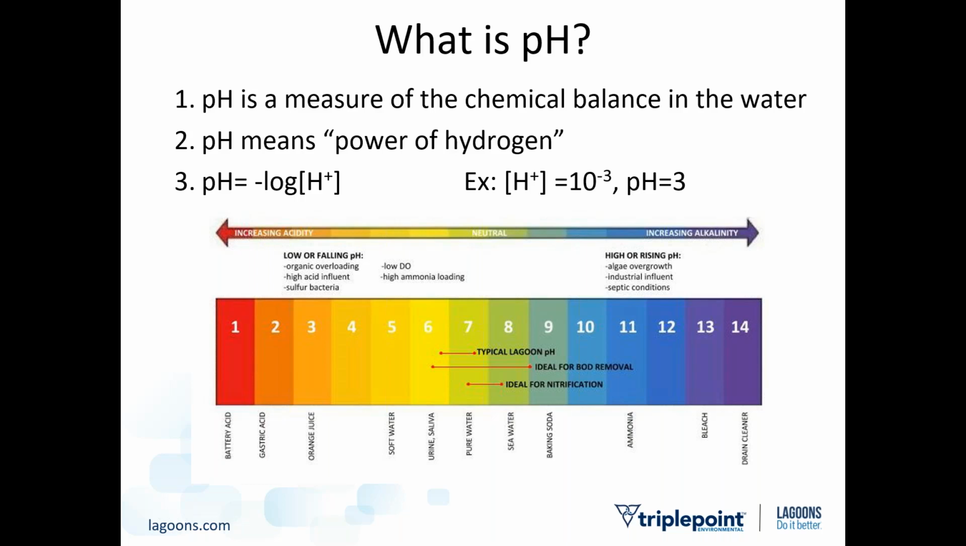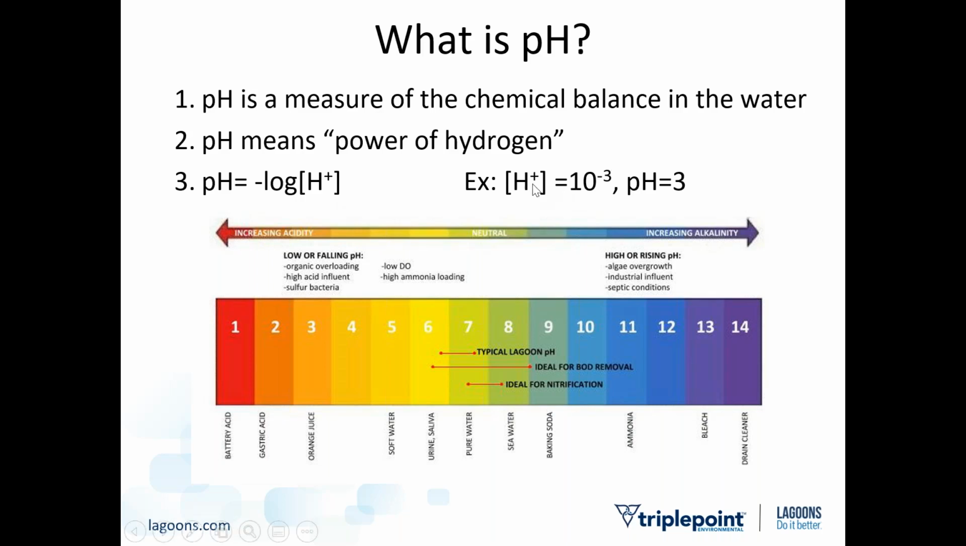pH specifically means power of hydrogen. That's what it stands for, because we're measuring here the hydrogen ion, H+, in the water. I'm not going to make you do math, but I just want to explain how we get to the numbers that we do. So the pH is a measure of the exponent, the log of hydrogen, because we're talking about quantities here that are very, very tiny.